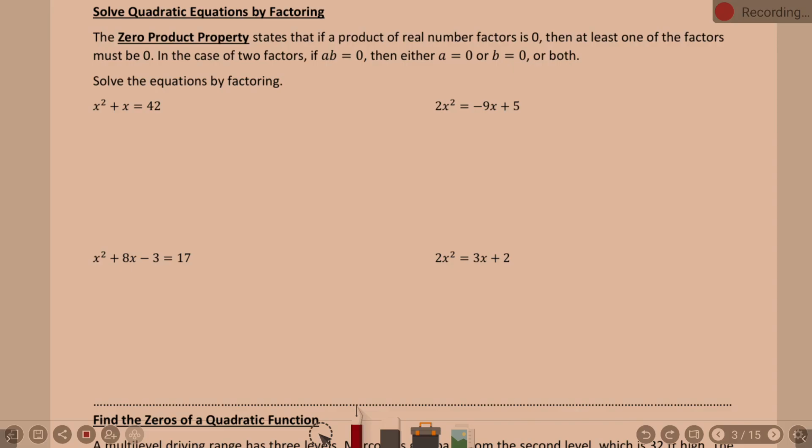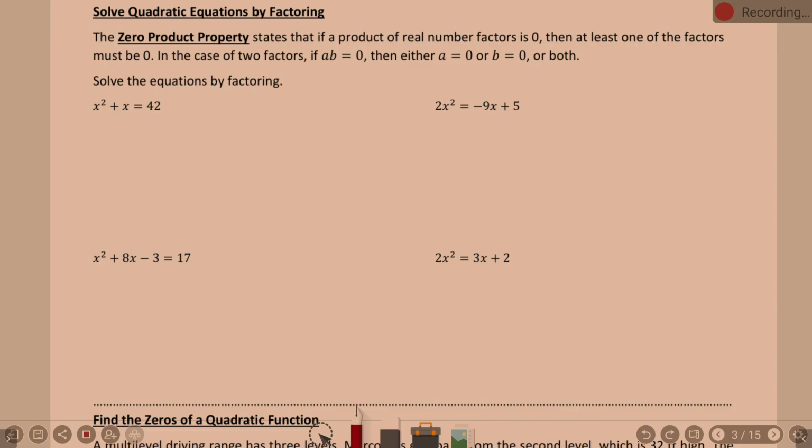As we turn over and look at solving quadratic equations by factoring, using those skills from yesterday, notice it mentions something called the zero product property. The zero product property states that if a product of real number factors is 0, then at least one of the factors must be 0.